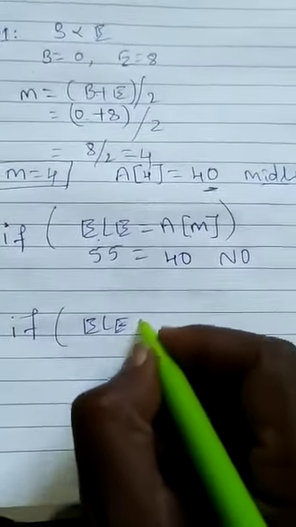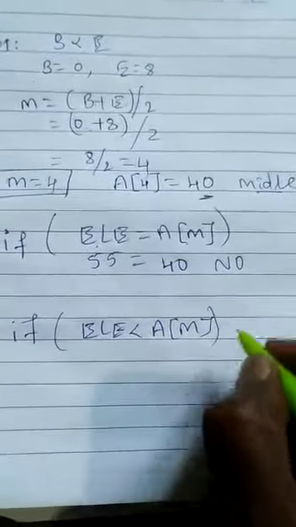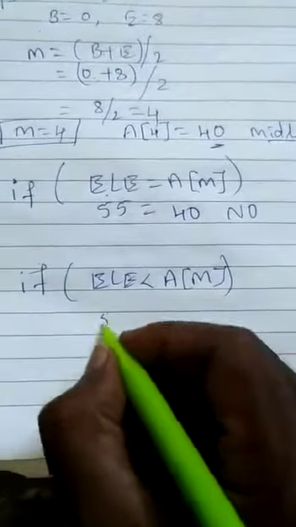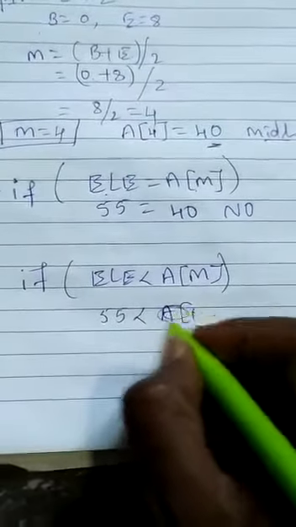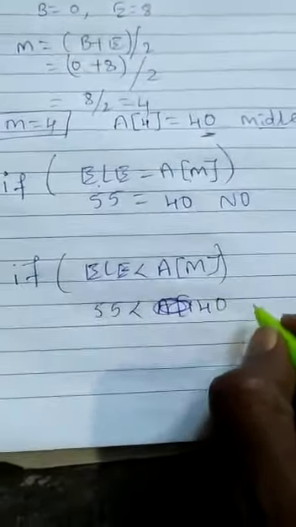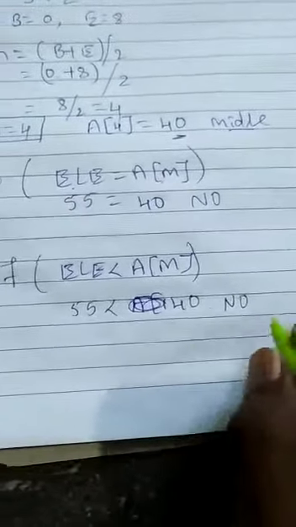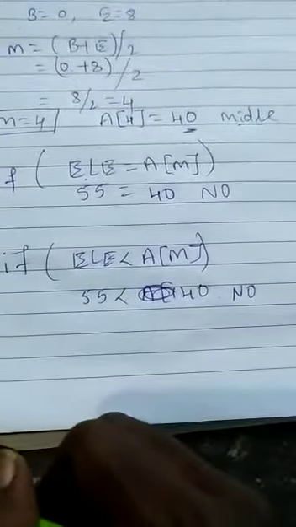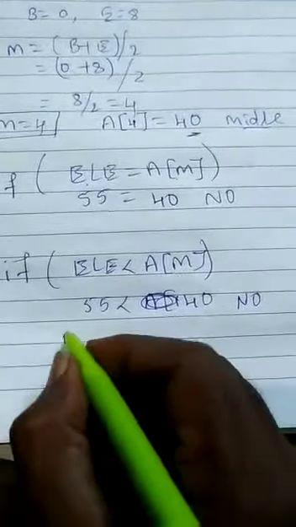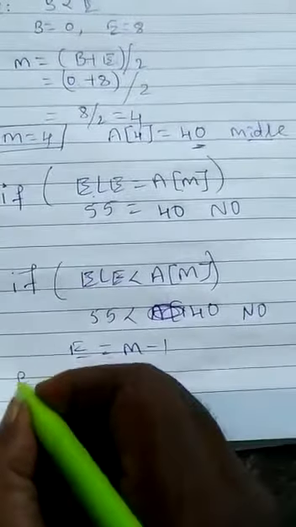If element is less than a of m, this is the second condition we have in the binary search algorithm. That is, 55 is less than a of m. What is the value of a of m? 40. Is it true? Is 55 less than 40? No. If the condition is true, then e is equal to m minus 1, that is the ending. But here the condition is false.